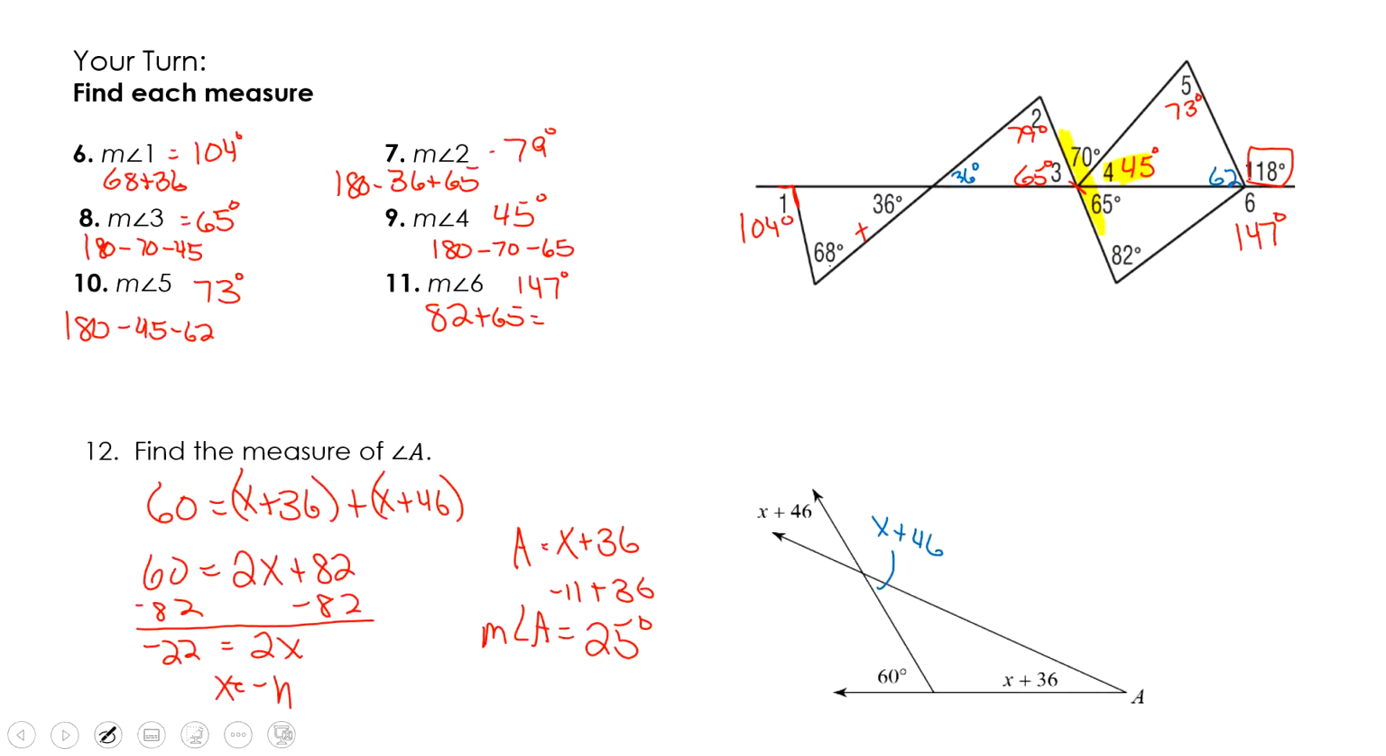And then angle 6, again, it's the exterior angle for this triangle, which is just 65 plus 82. That makes sense. Everybody got those, hopefully?